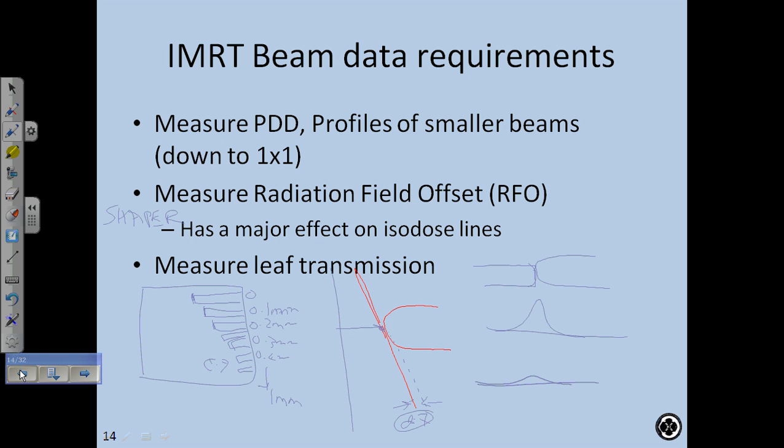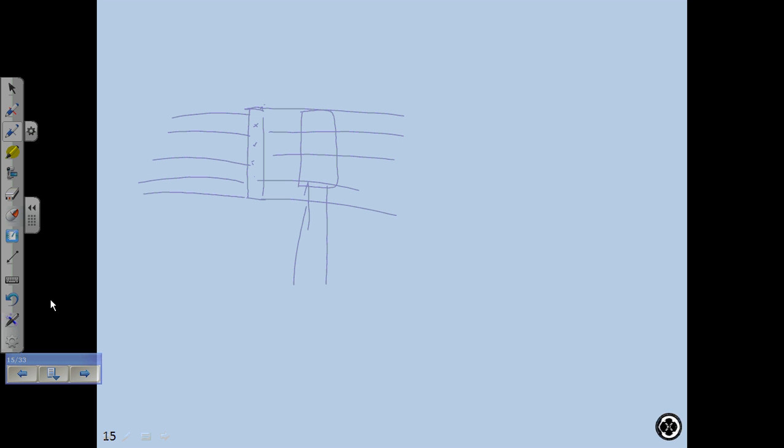An additional way, and this is how BrainLab does it. BrainLab is pretty smart because they use a dynamic RFO. So you place a chamber in a phantom, and they sweep the leaves over the chamber. They sweep a gap of leaves rather. This is a beam's eye view, by the way. So these are leaves, and then here's a gap, and this is where the radiation is. There's radiation in here. And they sweep this gap, and this is a Farmer chamber, sitting in a phantom. And you've got your electrometer hooked up.